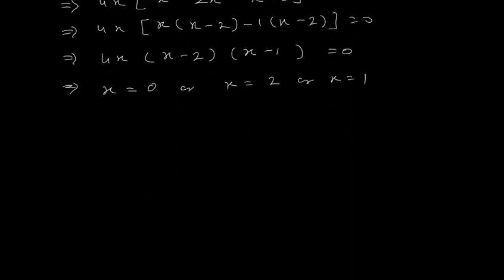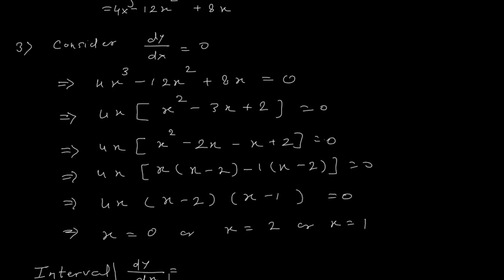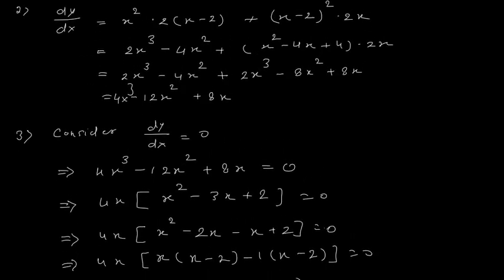Now to find in which interval it is strictly increasing or decreasing, what do we do? We draw a few columns. First column is interval, second column is dy upon dx, that is your f dash x. dy upon dx is what value we got? 4x cube minus 12x square plus 8x.